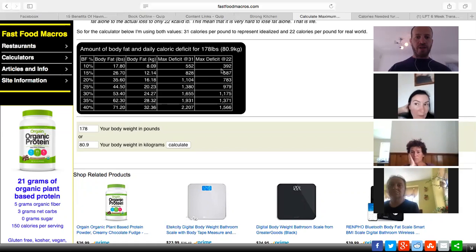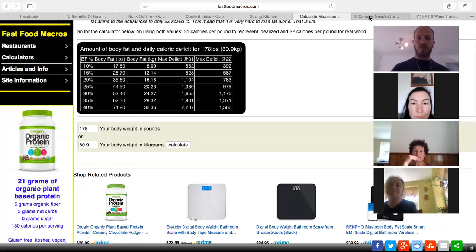Now, if I'm training, if I'm achieving my calorie deficit through exercise, I'm looking at the 22 column. So based on that, I'm looking at about 700. I'm at 18%, so it wouldn't be 783. It might be closer to about 700 calories that I could go. So basically, I know based on that I don't want to be achieving any more than 700 calories a day deficit. Otherwise, I'm going to sacrifice muscle mass.